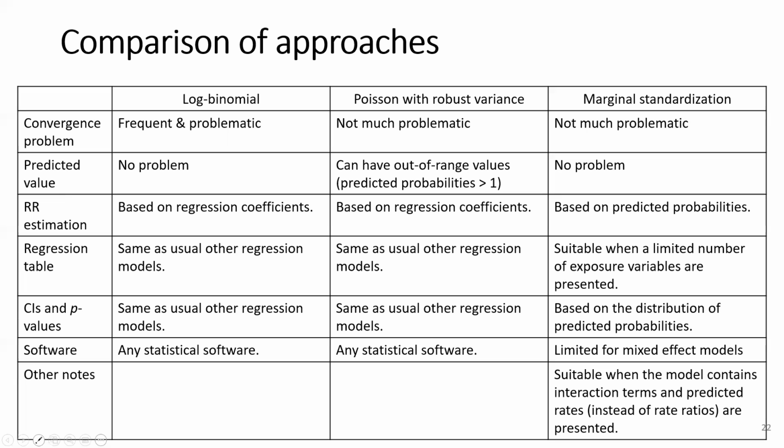Sure, and for marginal standardization, we fix only the exposure of interest. Other covariates we don't touch. We only change the value of the exposure variable of interest. So, for example, if we are interested in the difference between male and female, we only modify this sex variable, but other variables we keep as they are when we do prediction.